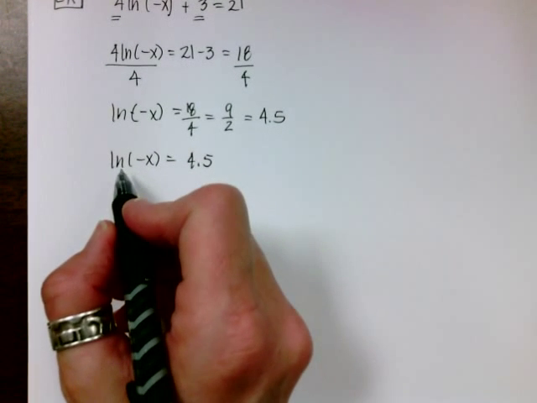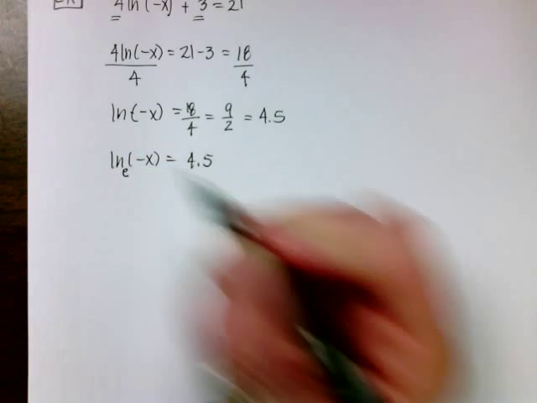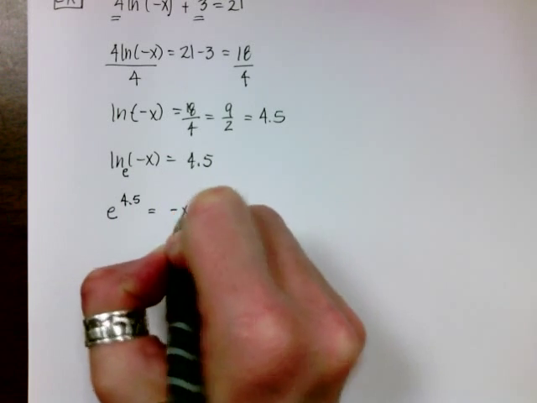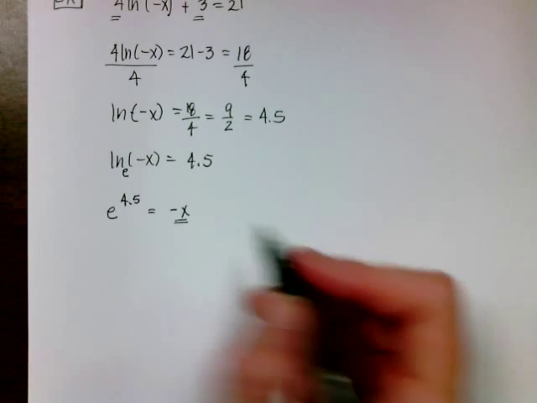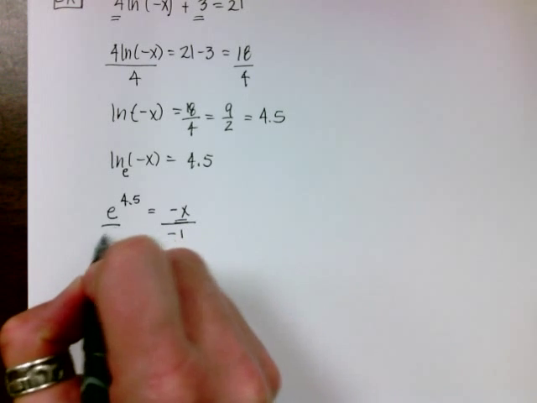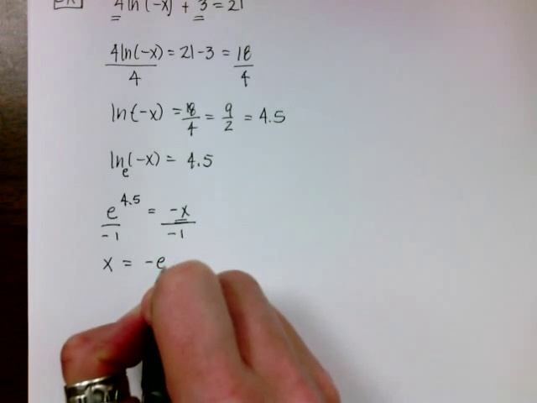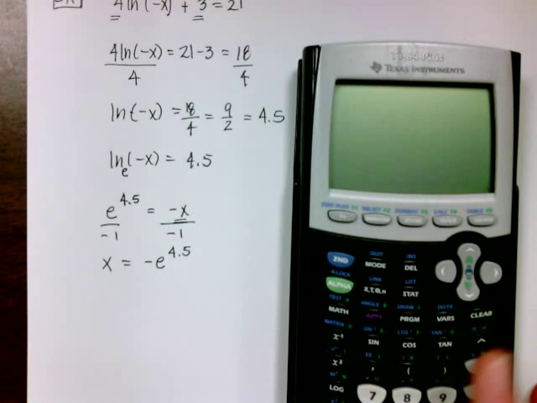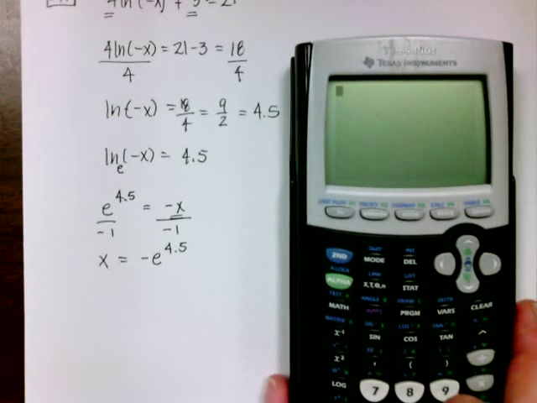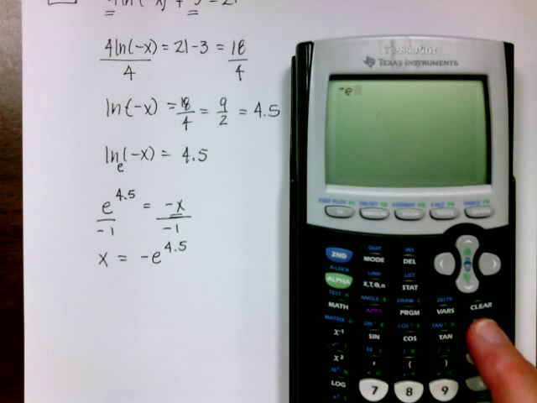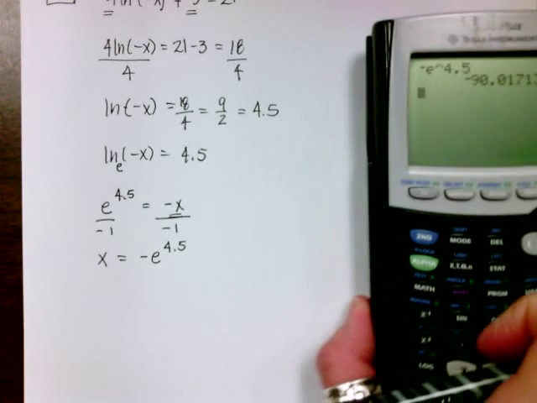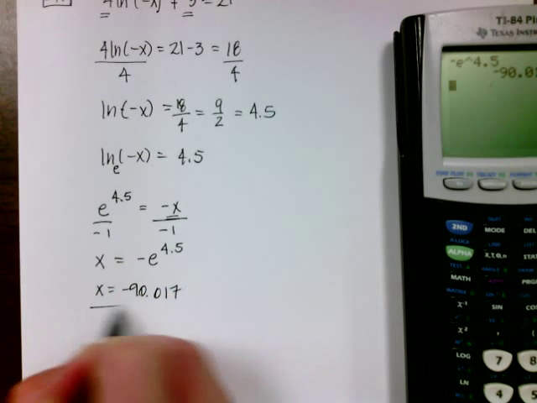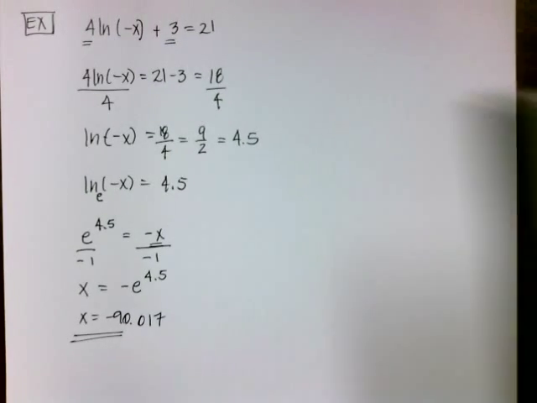This is in log form, so now I'm going to go back to exponent form. Remember that the base is e, so I get e to the 4.5 is equal to a negative x. My goal is to solve for x, so I'm going to divide or multiply, either one is fine, and I'm going to get x is equal to a negative e raised to the 4.5. And when I do that math in my calculator, you get that our answer is a negative 90.017, okay, and there's that solution.